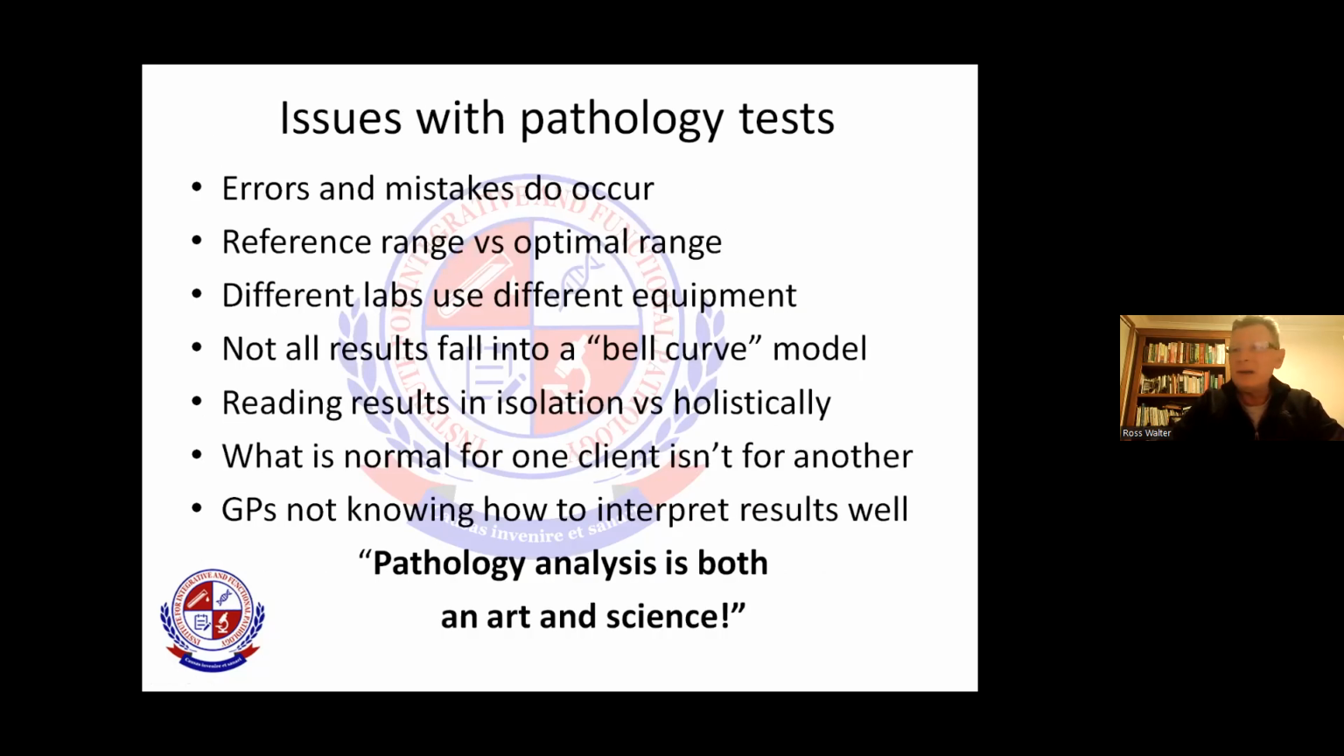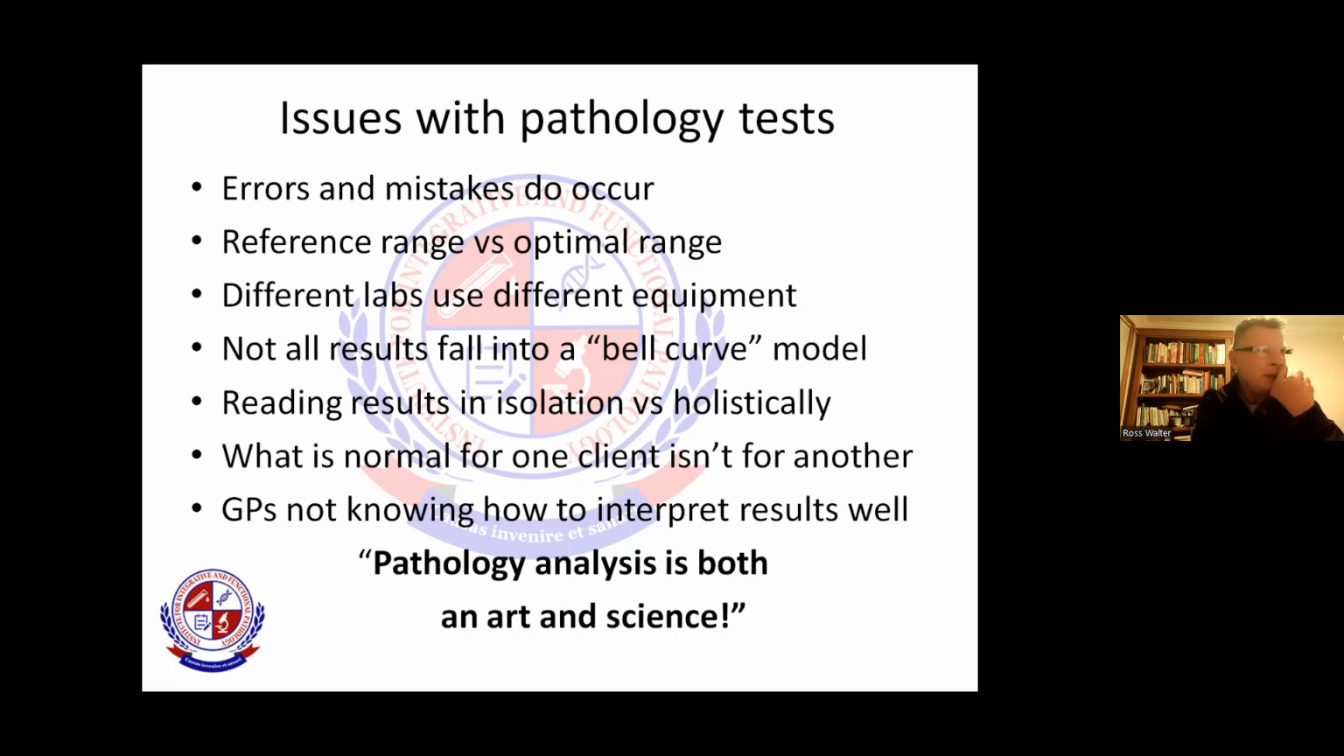Mistakes and errors do occur in the lab sometimes. I've already mentioned the reference range versus the optimal range. We'll talk about that again in a moment. Different labs use different equipment for testing. So sometimes you can run the same test at two different companies and you get very, very different results. So it is sometimes better to use the same lab each time, so you're getting consistent results on the same equipment.